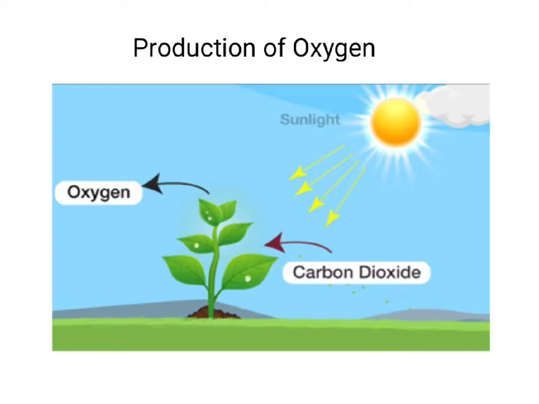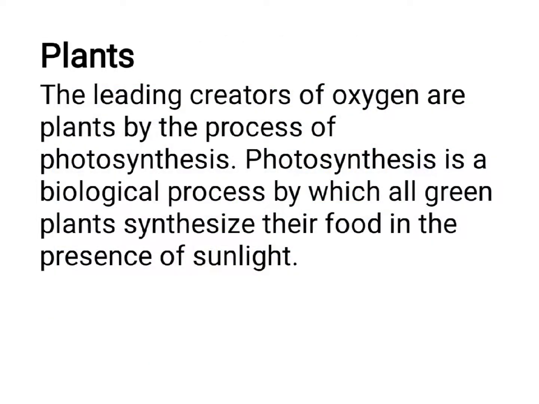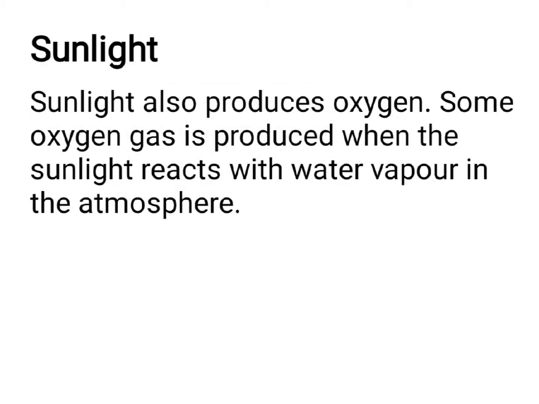Production of oxygen. The leading creators of oxygen are plants by the process of photosynthesis. Photosynthesis is a biological process by which all green plants synthesize their food in the presence of sunlight. Sunlight also produces oxygen. Some oxygen gas is produced when the sunlight reacts with water vapor in the atmosphere.